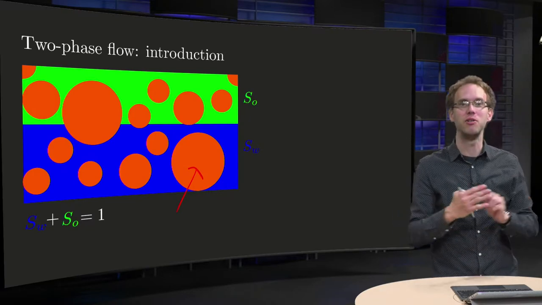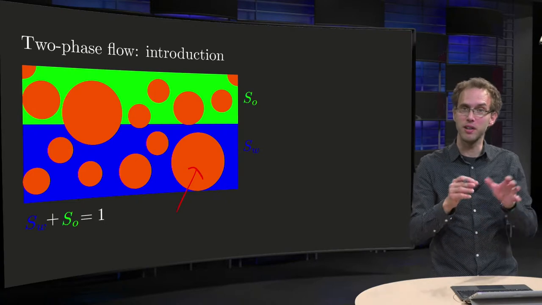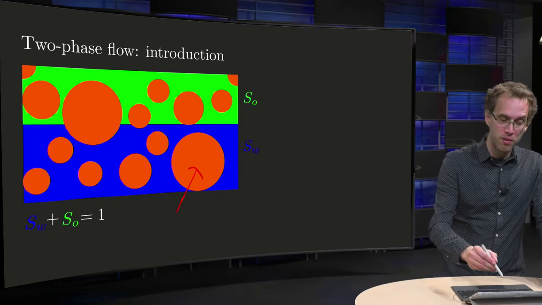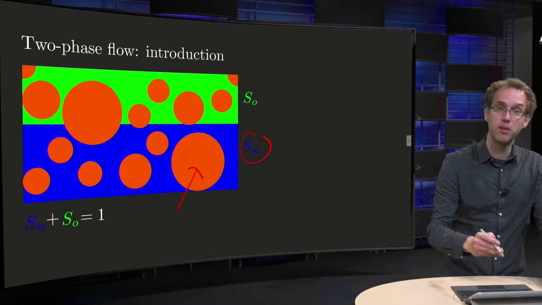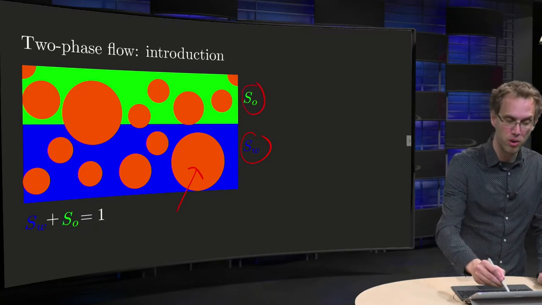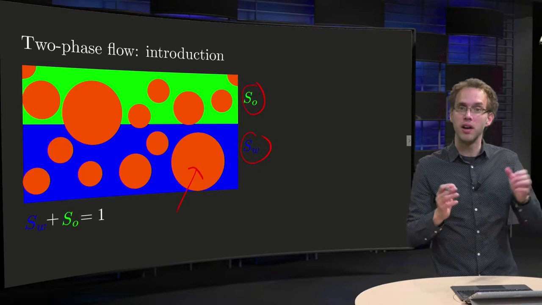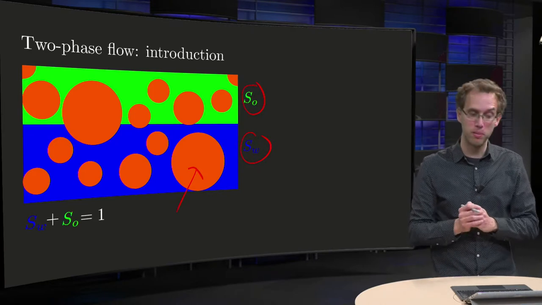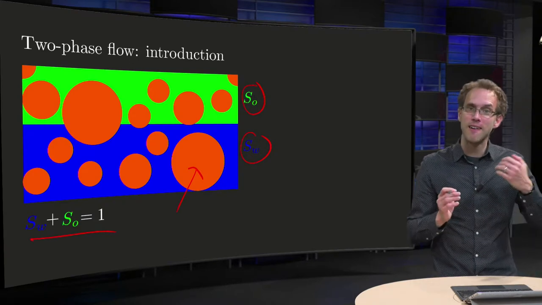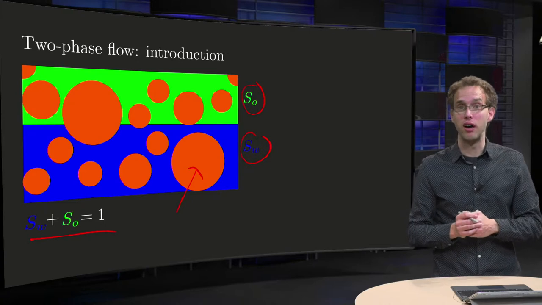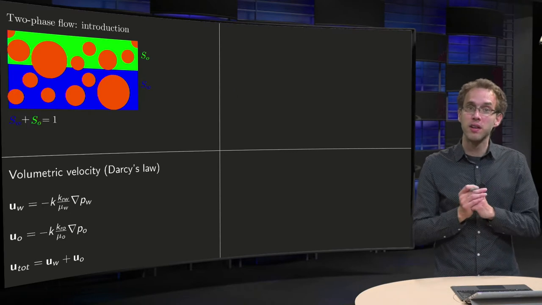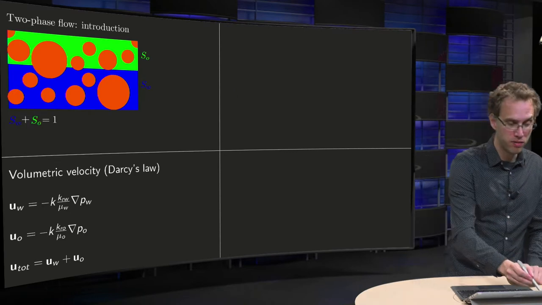But of course, that's not how it looks in reality. And they are mixed through each other. We have our water saturation SW, the fraction of the void space occupied by water, and we have our oil saturation SO, the fraction of void space occupied by oil. And the sum of those is 1, of course, the sum of those two fractions. And now we wonder, what about their velocities? What about their Darcy velocities? Now, we use the volumetric velocity.